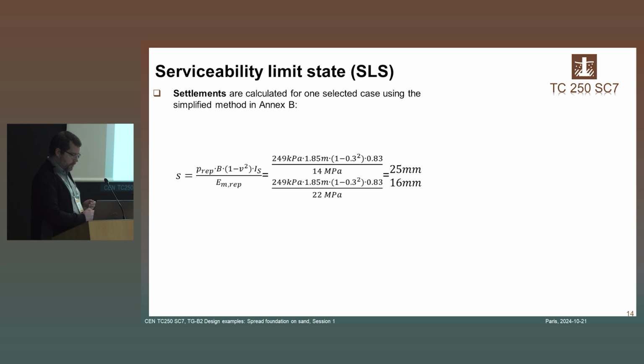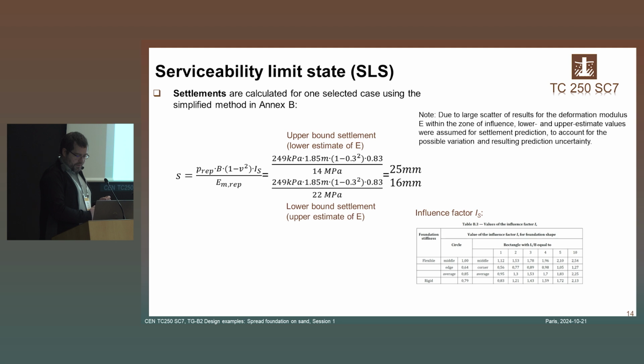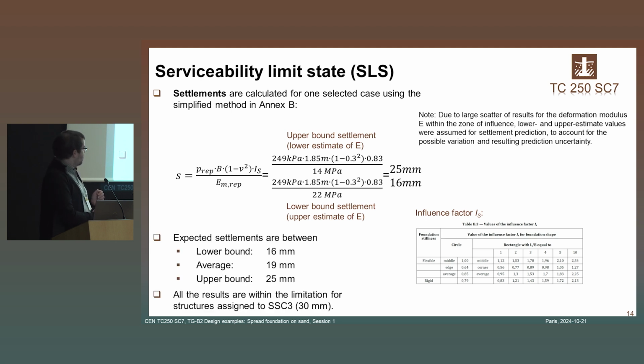And settlements are calculated for one selected case using that simplified method for which you can see the equation here. And as I mentioned, it was calculated for the lower estimate and upper estimate of the Young modulus, giving us upper bound and lower bound estimate of the settlement. Here is the influence factor for that method also that was used, and the end result is the range of settlements. And personally, I prefer, instead of targeting one value, if we have high level of certainty, calculating a range of settlements that might occur. And as we can see, all of those, even the upper bound prediction, are within the specified limit based on what we have in EN 1990.